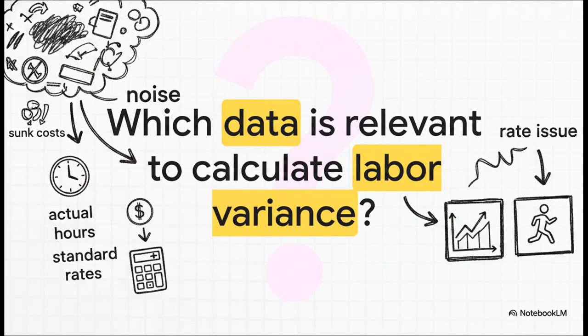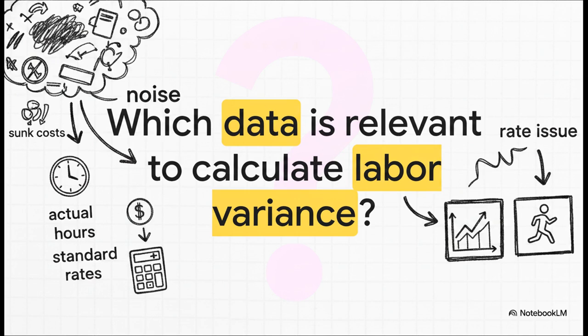Example 2 is a classic managerial and cost accounting scenario. You are given a massive exhibit filled with absolute noise: fixed overhead, variable overhead, actual labor hours, standard rates, and a whole bunch of sunk costs. The core challenge here isn't just remembering the formula for a direct labor variance.